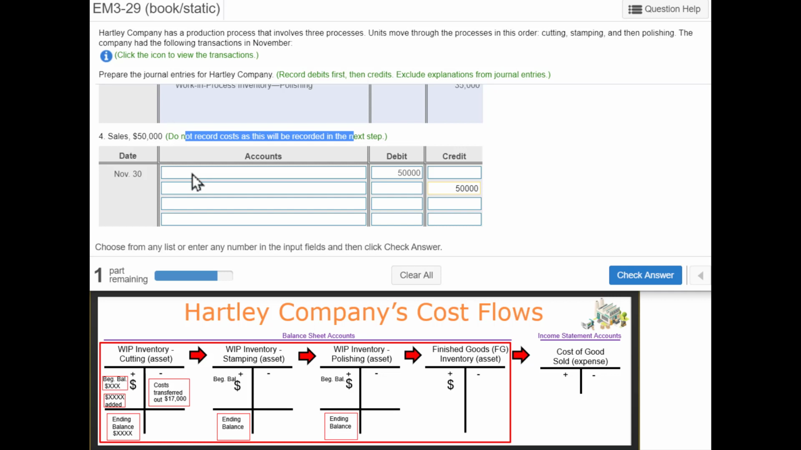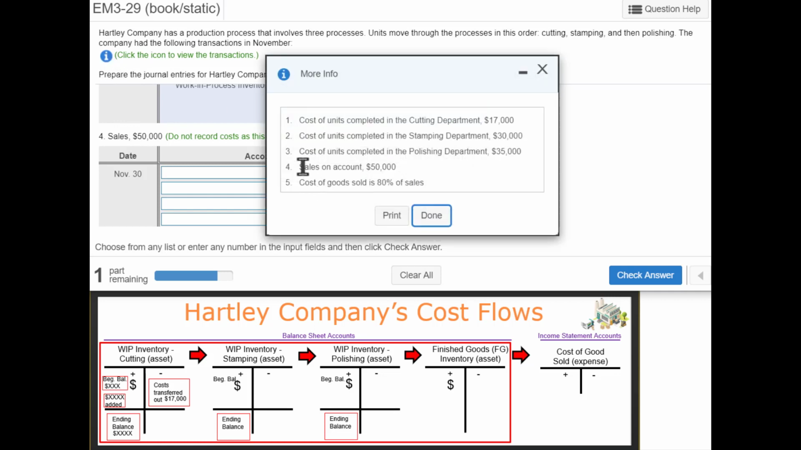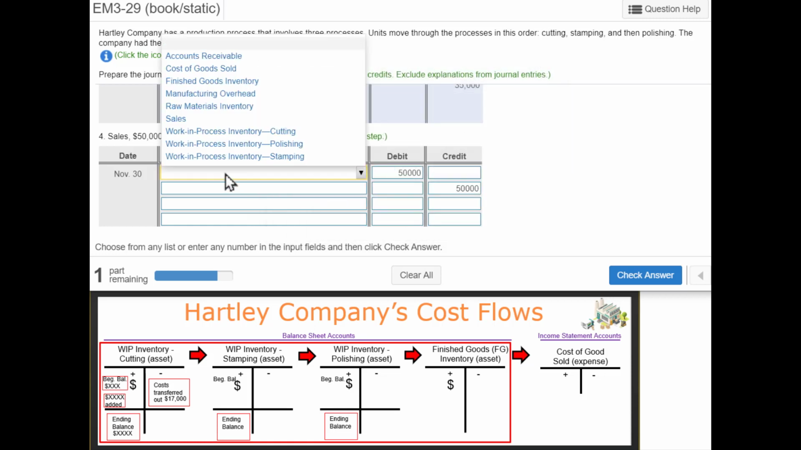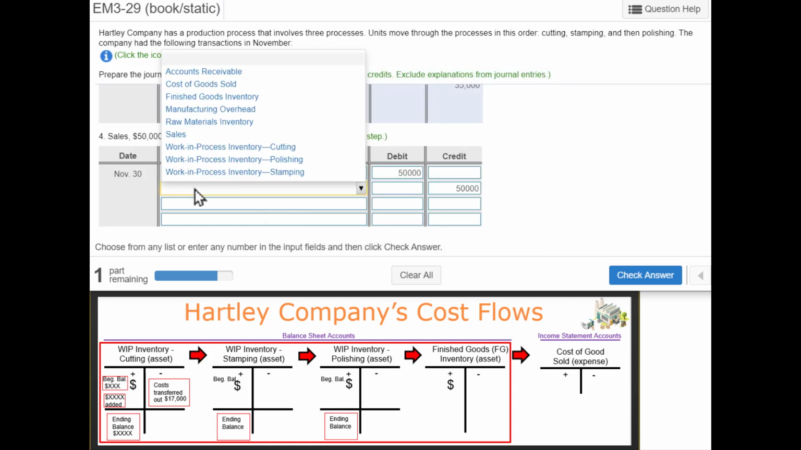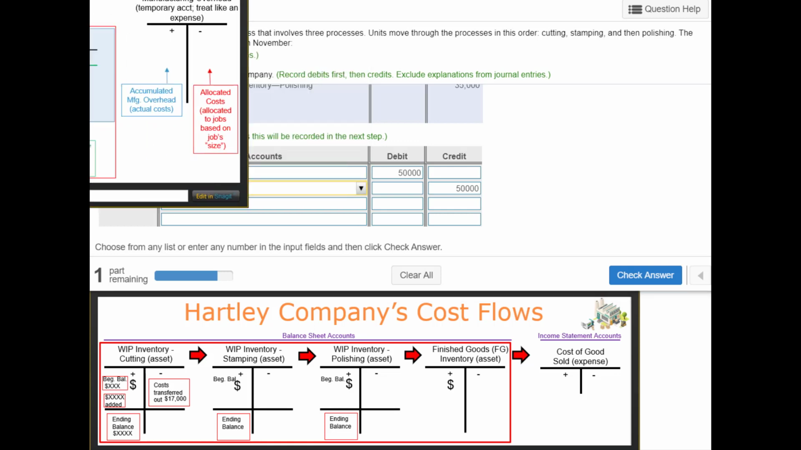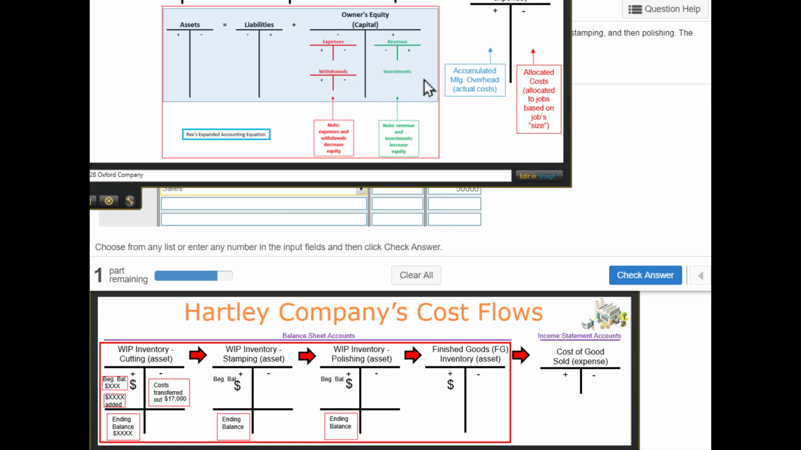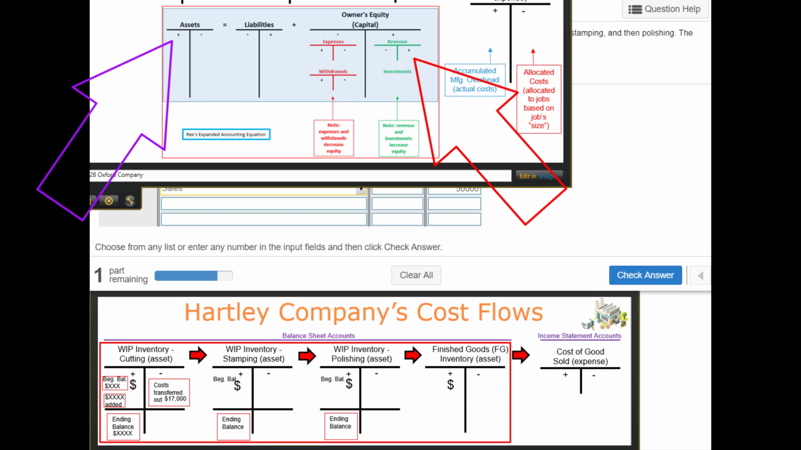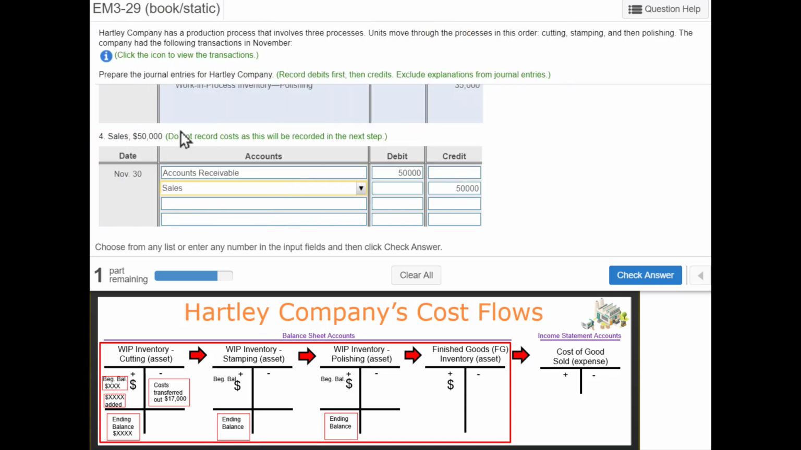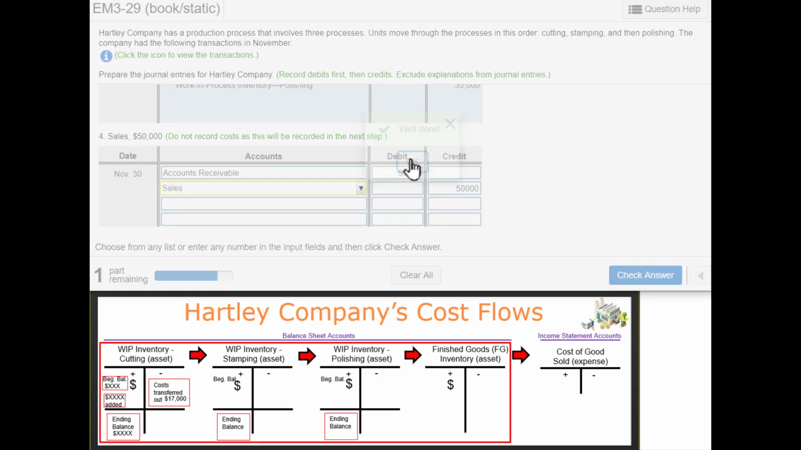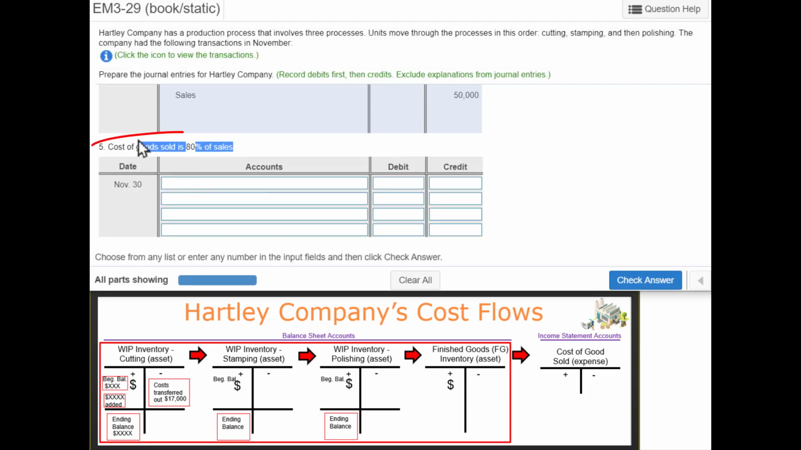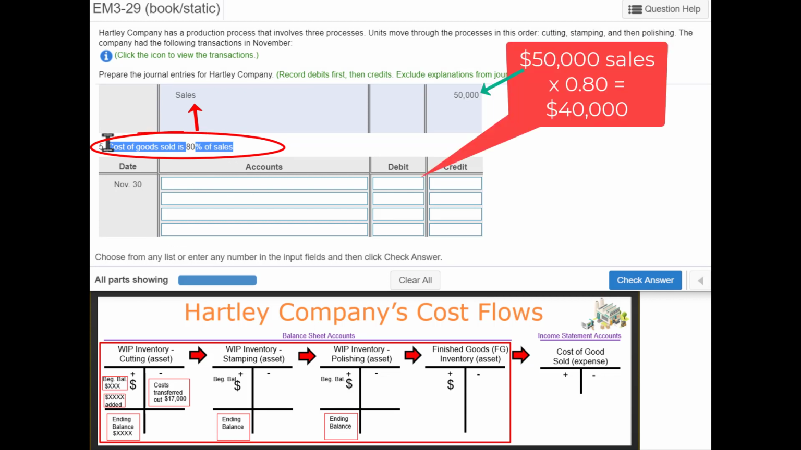So we have to list sales. We're either getting AR or cash. Unfortunately, it doesn't tell us here if it's AR or cash, so we probably have to go up here. It says sales on account. So AR is increasing, accounts receivable is increasing, and then sales revenue is increasing, also known as sales. Just to remind you about the accounting equation, revenue increases on the right side, and accounts receivable, an asset, would increase on the left side. Check answer.